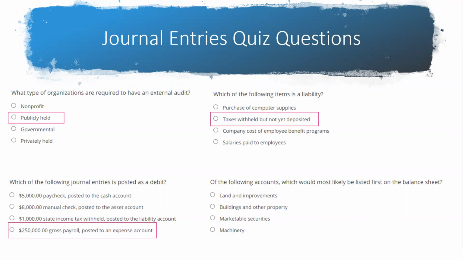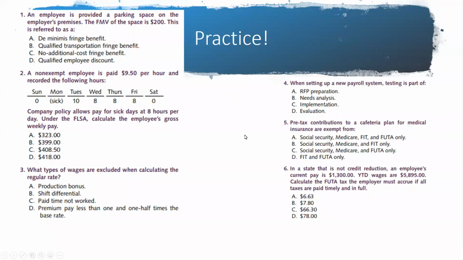Of the following accounts, which would most likely be listed first on a balance sheet? These are those fancy accounting questions, and I do not have an accounting degree, but it would be marketable securities. Thank you, because I would have had that wrong.